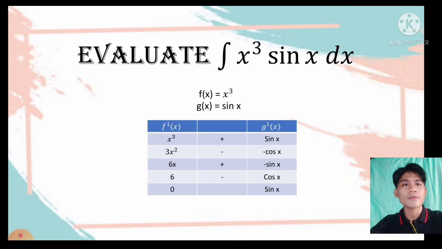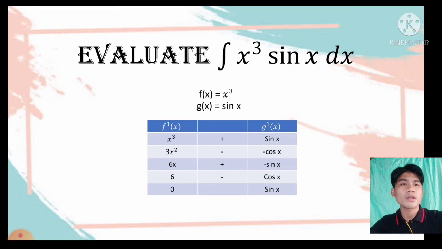On the other hand, we have the g of x here, the sine x. The derivative of sine x is negative cosine x. The derivative of negative cosine x is negative sine x. And the derivative of negative sine x is negative cosine x, and the derivative of cosine x is sine x. So it looks like nothing changed in the g of x, and the f of x becomes 0 as we differentiate the term x cubed.